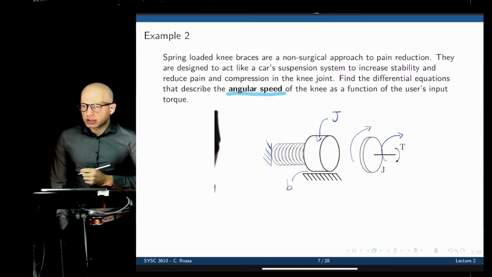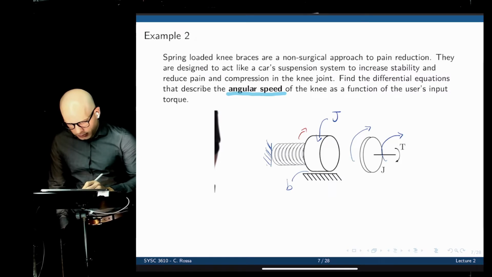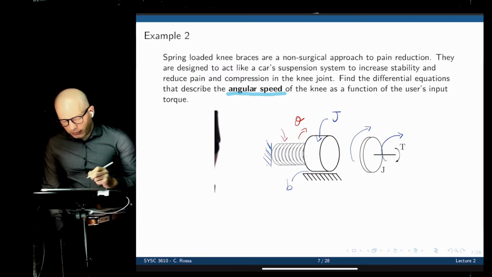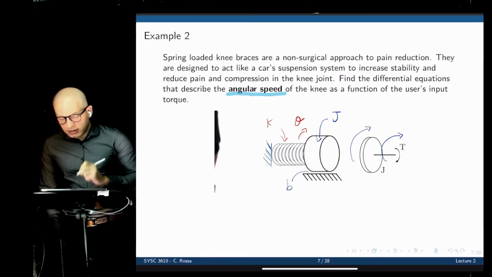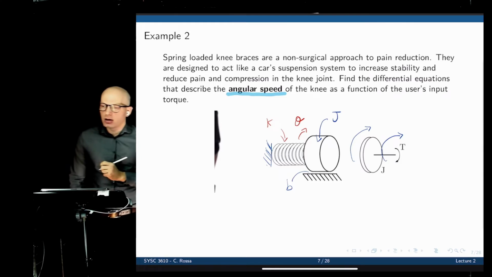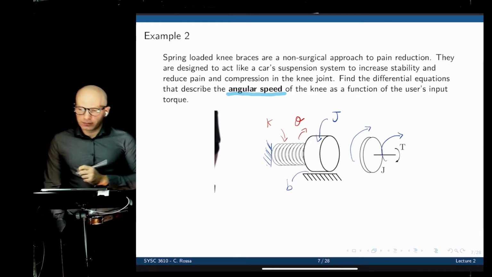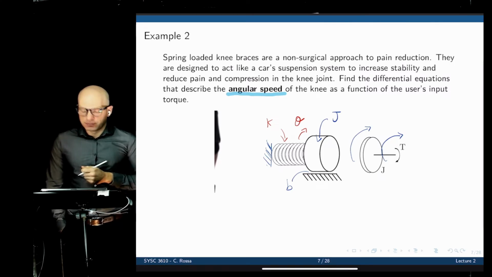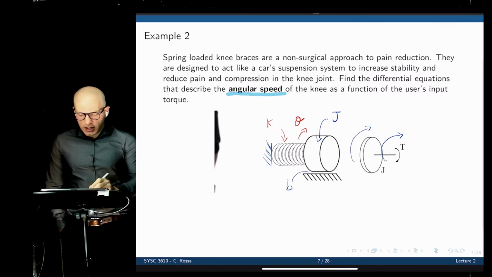Let's start with the spring. If the displacement of this mass is, let's call this theta, and let's call the stiffness of this spring K, what would be the magnitude of the torque as we now turn that mass? Would it be K times theta?